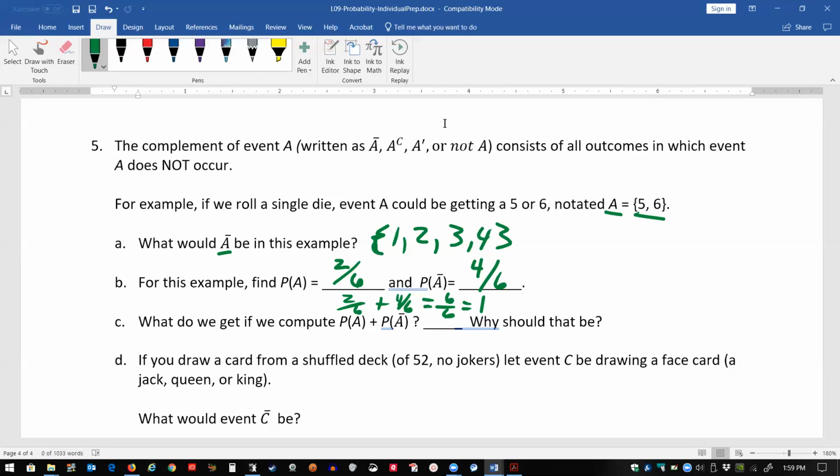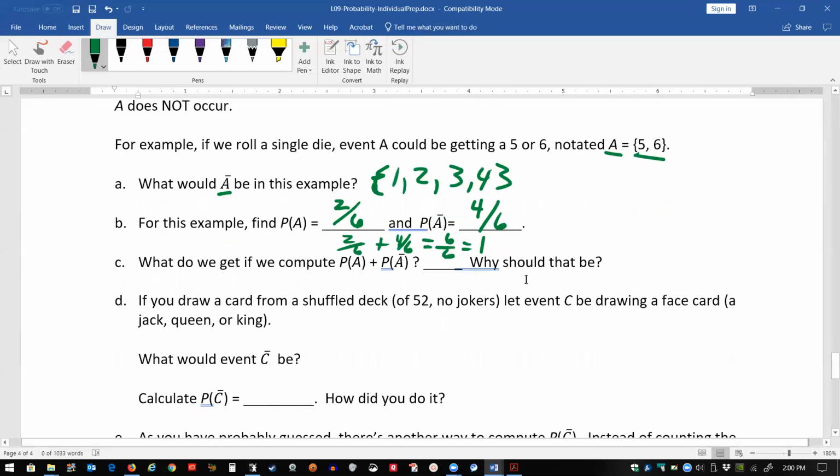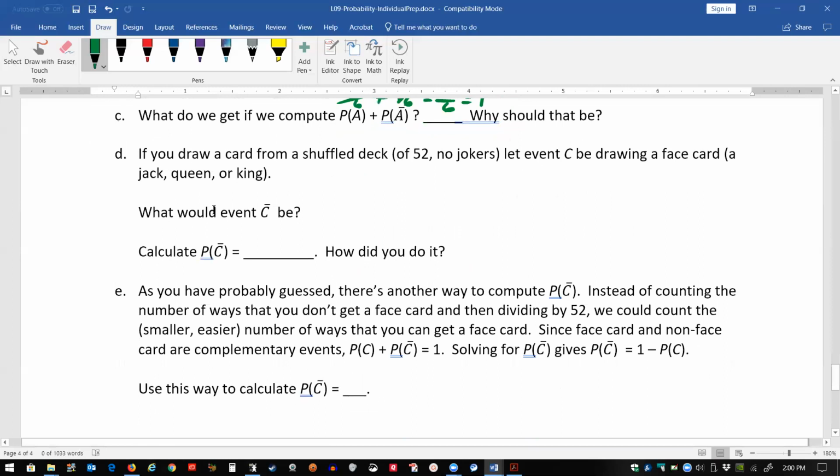That's a big idea, because in a lot of probability problems, especially when we get into more complicated ones, it may be a lot easier to compute the probability of a complement of an event rather than the original event. Okay? And if you know the complement, you can subtract from one and you get the probability of the other one. Okay? So that's kind of a cool idea. So let's jump through these examples.